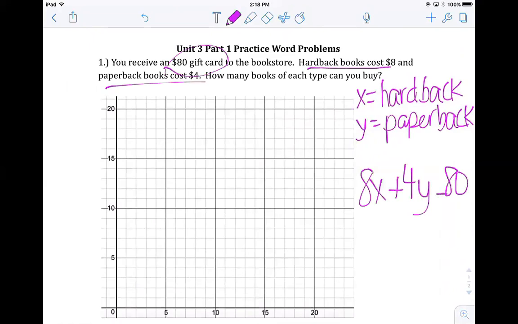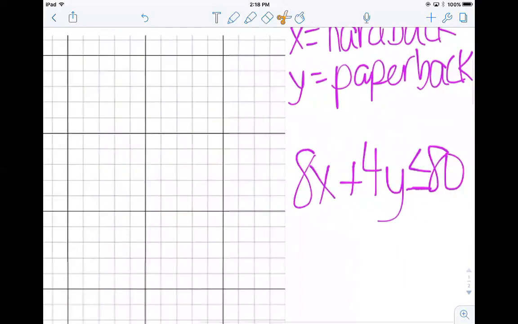So we know that it's going to be an equal to symbol under there. But we don't have to spend all $80. You could spend less than, but we can't spend over. So that is why it is 8X plus 4Y is less than or equal to 80. So just make this a little smaller.